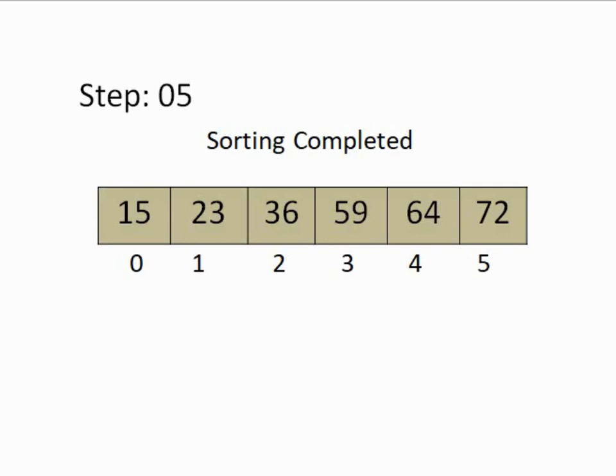Here we have got the array A completely sorted into ascending order. Since the list has 6 elements, it is completely sorted after the 5th step.